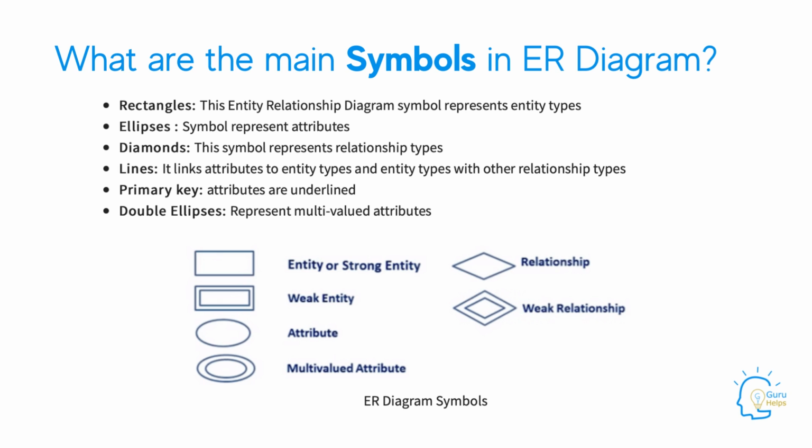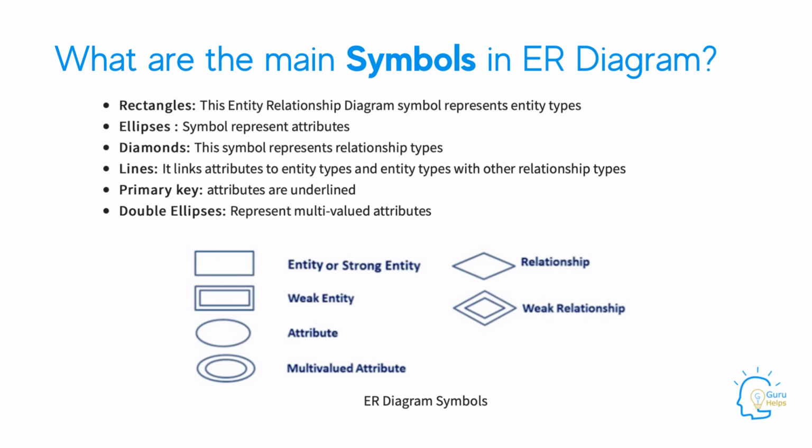So, what are the main symbols in the ER diagram? Rectangles, ellipses, diamonds, lines, primary key, double ellipses.